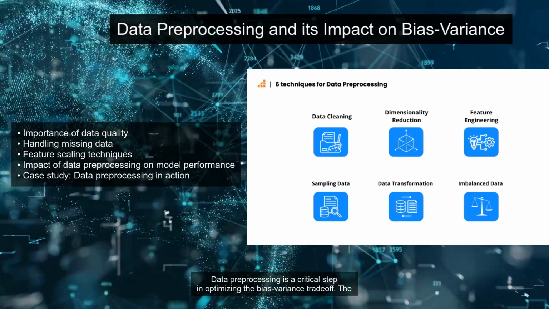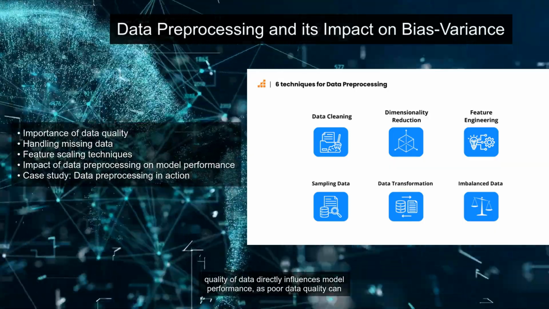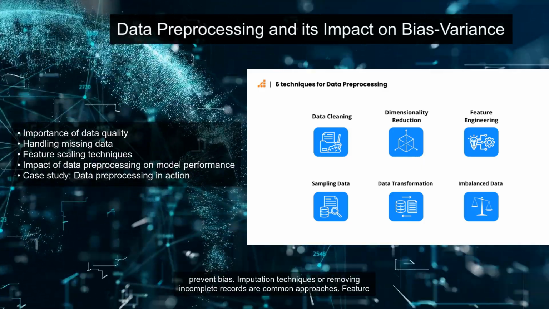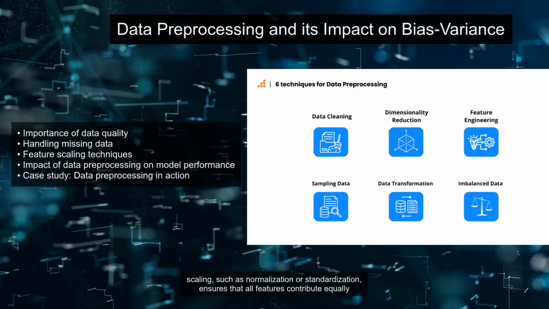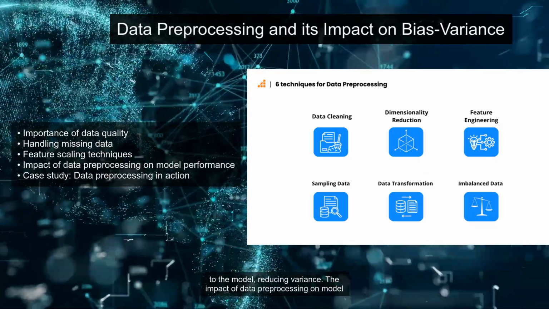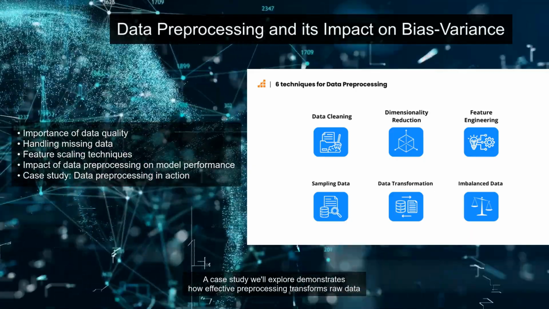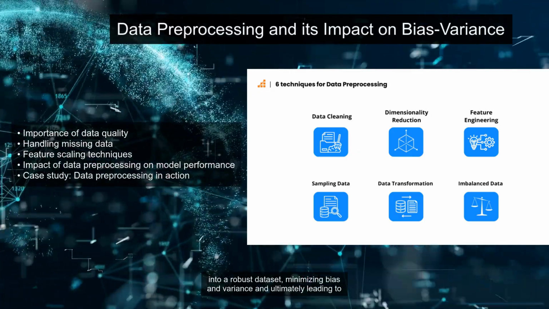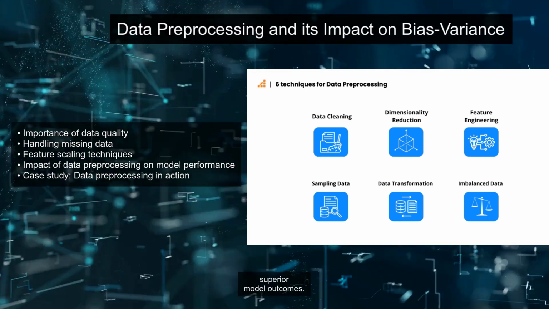Data preprocessing is a critical step in optimizing the bias-variance trade-off. The quality of data directly influences model performance, as poor data quality can introduce bias or variance. Handling missing data, for instance, is essential to prevent bias. Imputation techniques or removing incomplete records are common approaches. Feature scaling, such as normalization or standardization, ensures that all features contribute equally to the model, reducing variance. The impact of data preprocessing on model performance cannot be overstated, as it sets the foundation for successful modeling. A case study we'll explore demonstrates how effective preprocessing transforms raw data into a robust dataset, minimizing bias and variance and ultimately leading to superior model outcomes.